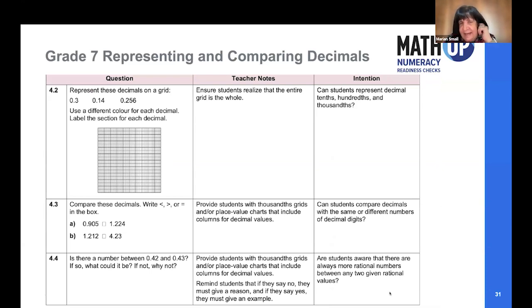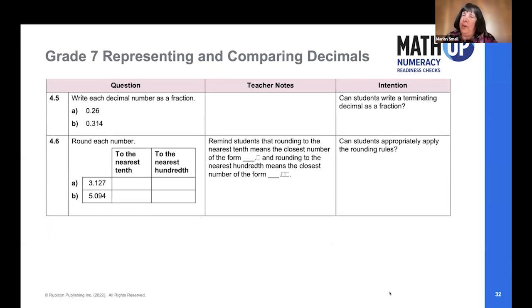The intention is there. Is there a number between 42 hundredths and 43 hundredths? A whole bunch of kids will say no, and we want to see if they know that that is not correct, that there is a number. So again, a mix of conceptual and procedural questions. Writing each decimal as a fraction is actually much more procedural. 0.26 is 26 hundredths, that's what it means. Rounding is a skill as well, so you'll see all of the skills that your curriculum addresses.